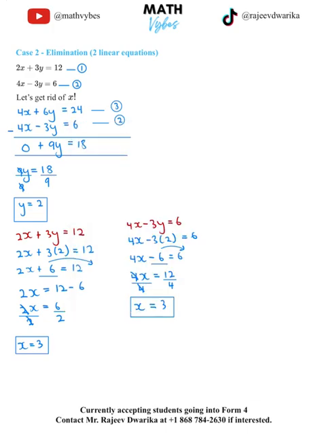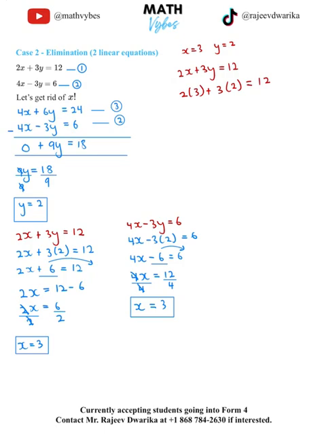If I wanted to check if my answers are correct, the values are supposed to satisfy all the equations. So let's quickly see if it satisfies equation 1 and equation 2. Remember, equation 1 was 2x plus 3y is equal to 12. If I plug in my values for x and y, it's supposed to give me 12. We found that x was equal to 3, and y was equal to 2. So I'm going to write 2 by 3, because x is 3, and 3 by y, which is 2. If I'm correct, it's supposed to be equal to 12.